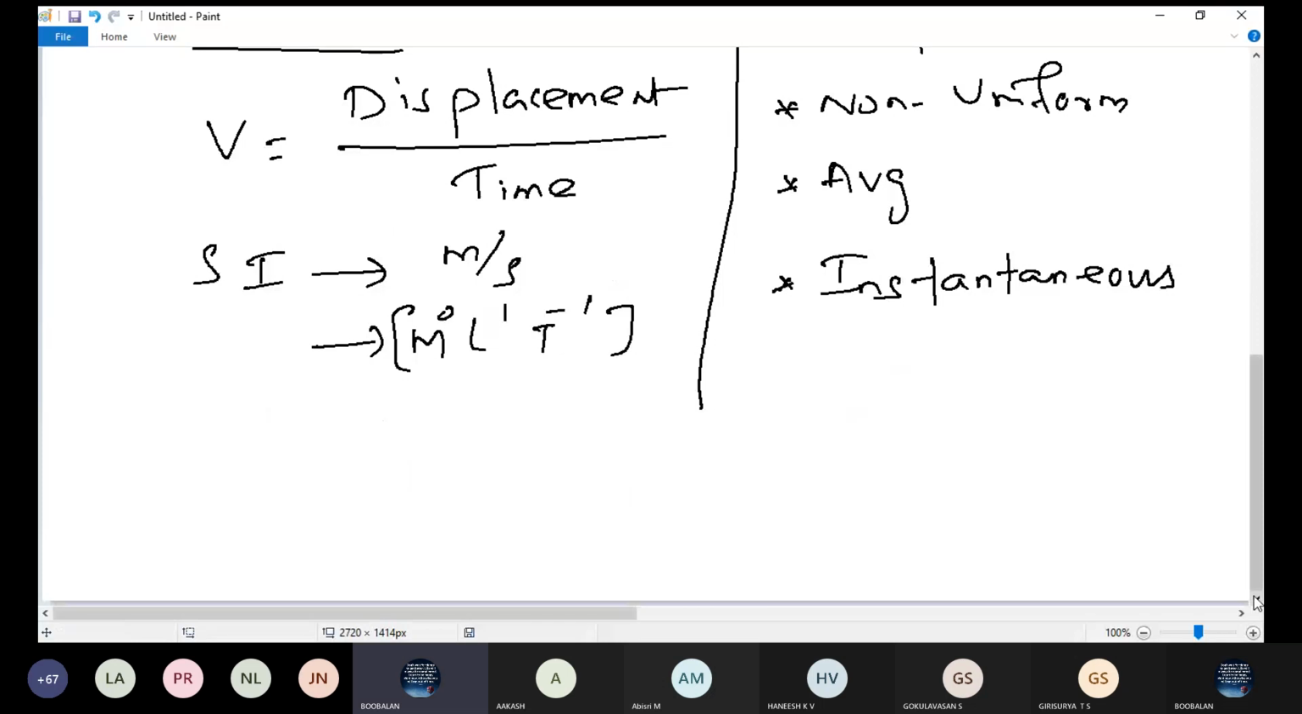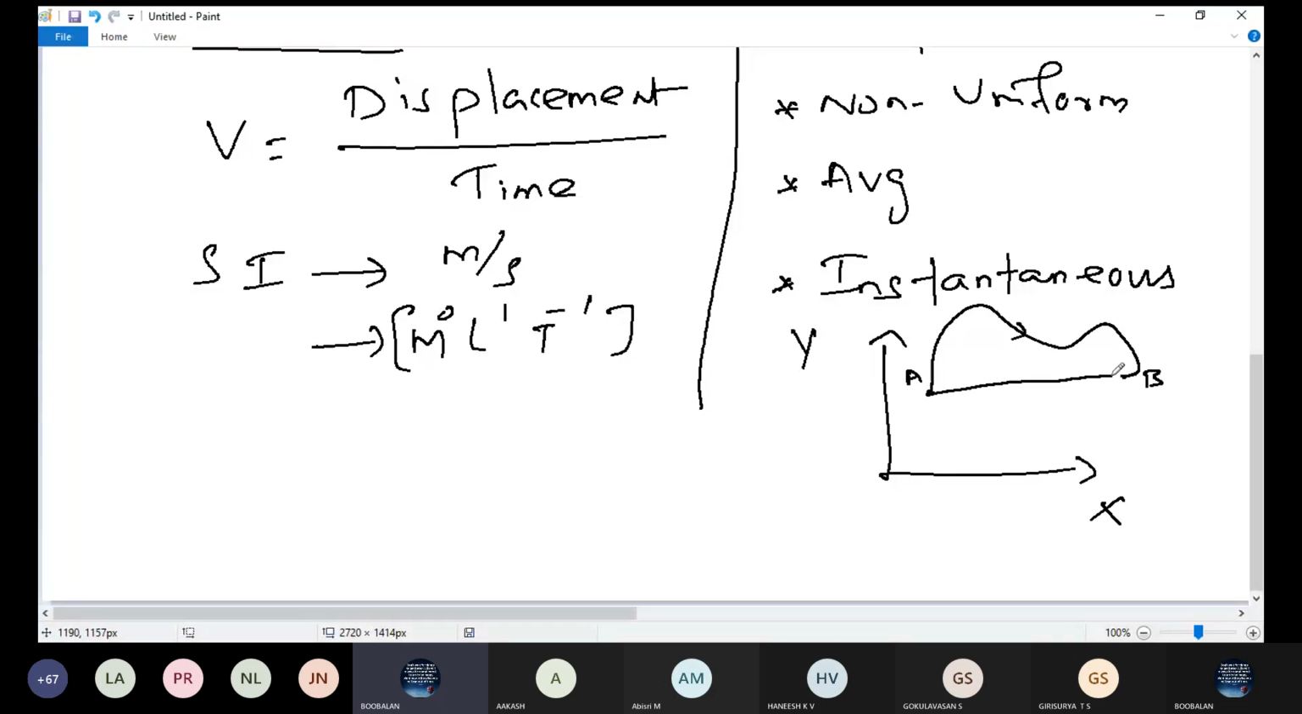Listen. Now I will take an xy coordinate. In this xy coordinate, there are 2 points. This is A, this is B. But the path, this is the path. But what is displacement? The very shortest distance between 2 points. So this is the very shortest distance between the 2 points.